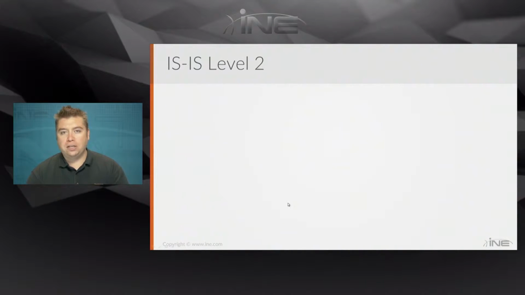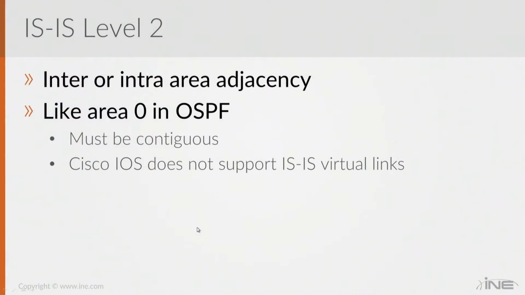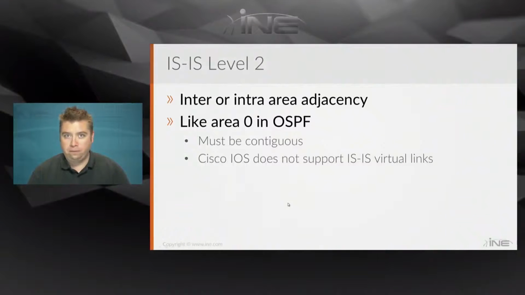Now, the L2 process is what we think of like area 0 in OSPF. So this is the backbone flooding domain. When we want to do inter-level routing, like we do inter-area routing in OSPF, it means that we're going to have a level 1, level 2 router that is summarizing the link state packets as they move from level 1 into level 2. So just like in OSPF, where the area defines the flooding domain, in the case of ISIS, the level defines the flooding domain.